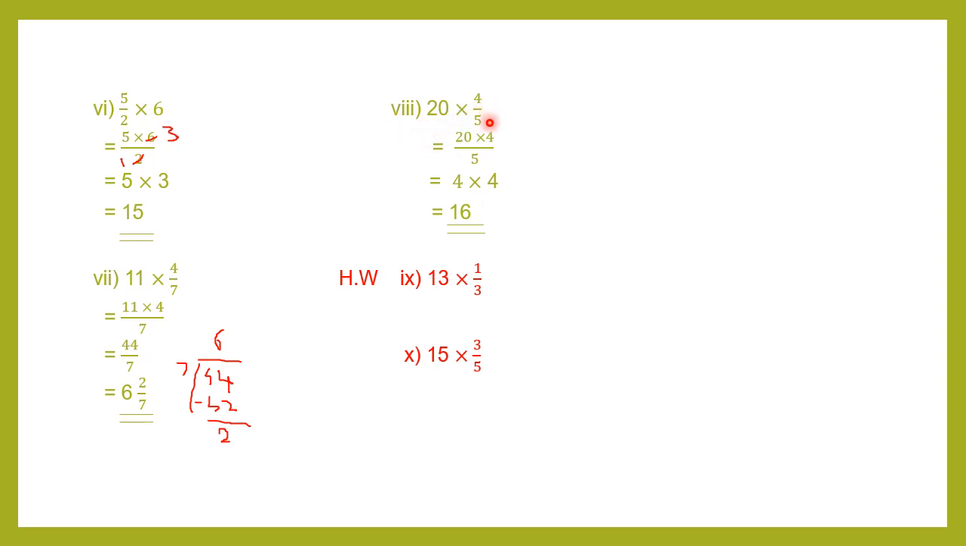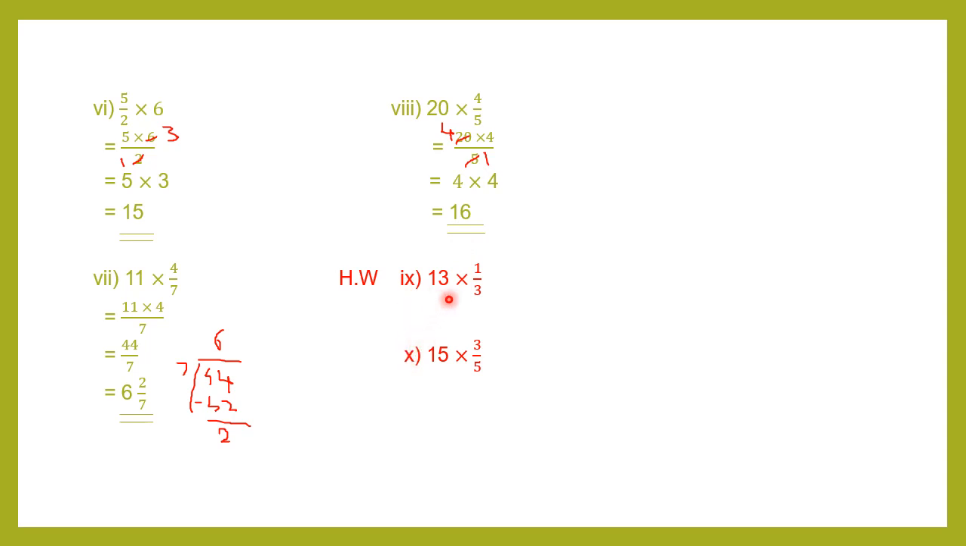20 multiplied by 4 by 5. So multiply 20 into 4 by 5. Now we can cut 5 and 20. Here 5 ones are 5 and here 5 fours are 20. Now 4 into 4, these 4 fours are 16. So the answer is 16. Again 9 and 10, it's homework for you.